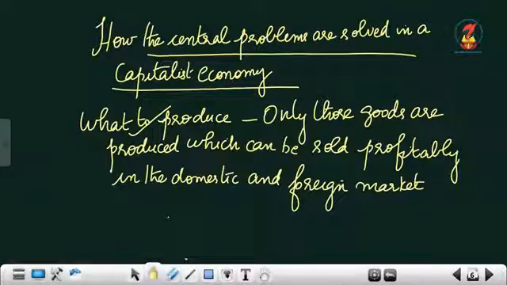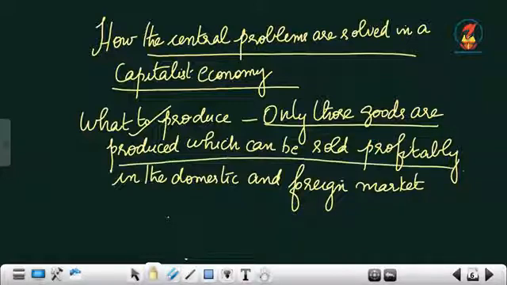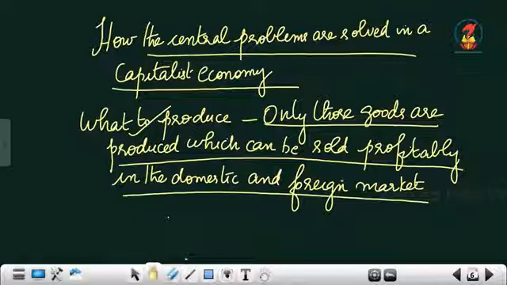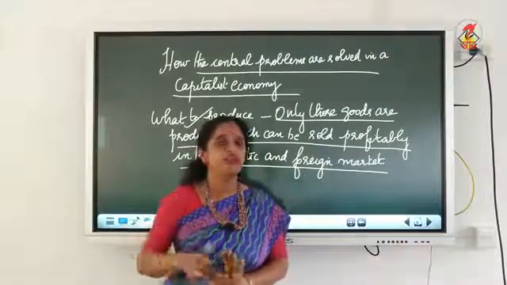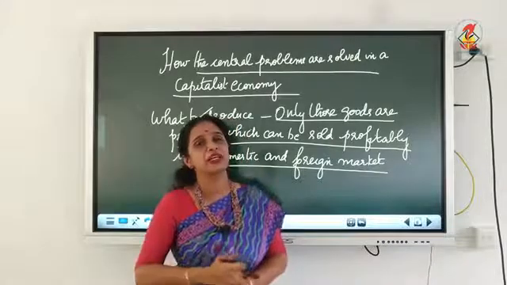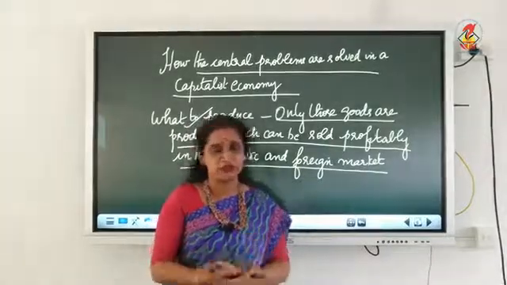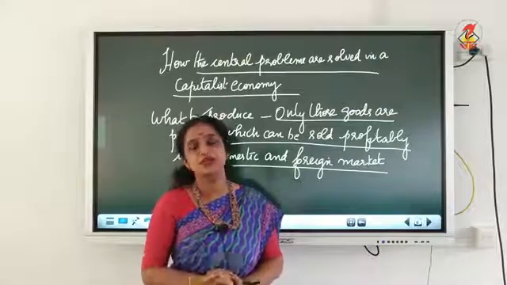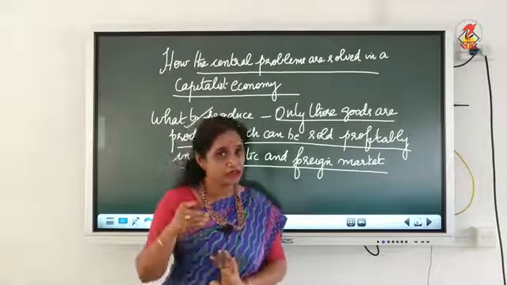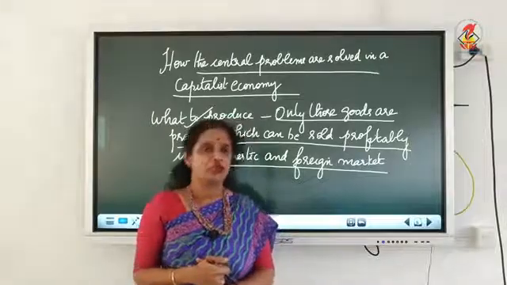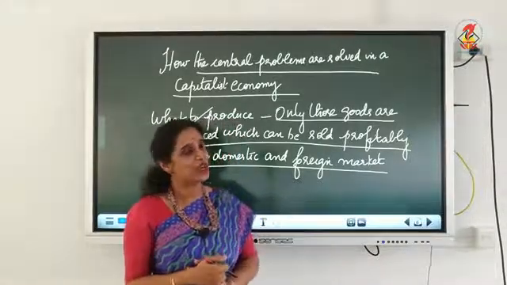In a capitalist economy, they will produce only those goods which can be sold profitably in the domestic and foreign market. I told you their main motive is to make profit. So, what type of goods will be produced by them? The goods which can give more profit for them by selling in the foreign market as well as in the domestic market. Only those types of goods will be produced because their main aim is earning profit.